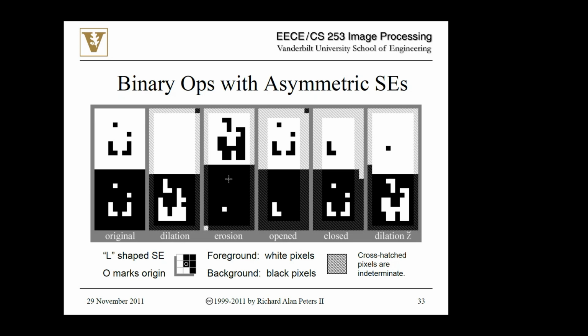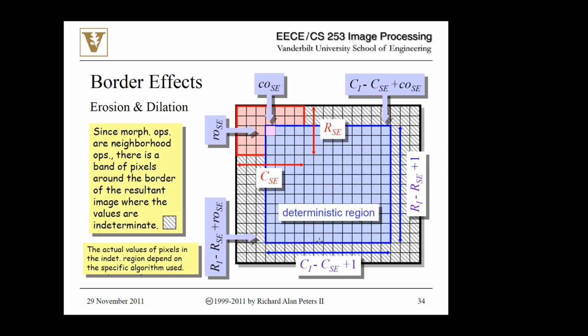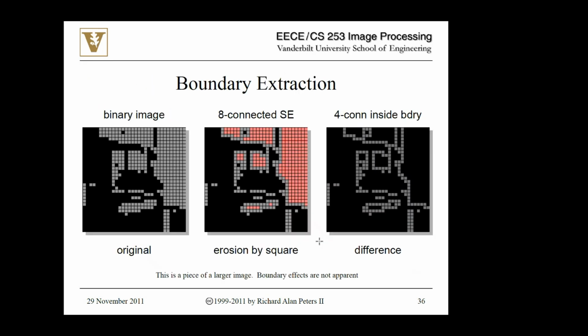Opening is erosion, then dilation. This is the opening. This is the closing, that is dilation and then the erosion. And then here is another example, dilation with the reflected element. Okay, at the border, zero padding is being used. Okay, so these are the basic operators.